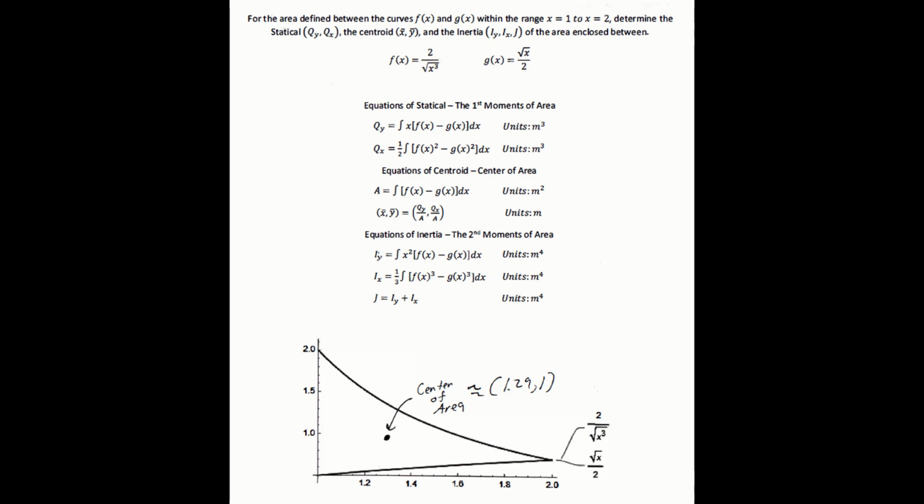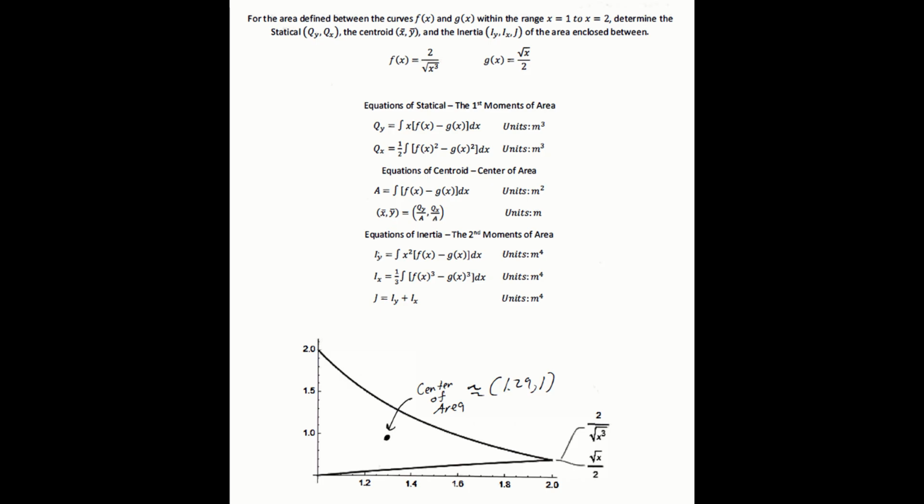For our equations of the statical, or the first moment of area, that will be Qy being the integral of x times the difference of our top function minus the bottom function, dx. And Qx will be 1/2 times the integral of the difference between our top function squared minus our bottom function squared, dx. For the statical, the units will be meters cubed because we're talking about area. If we were talking about mass, then think kilometers cubed or kilograms cubed.